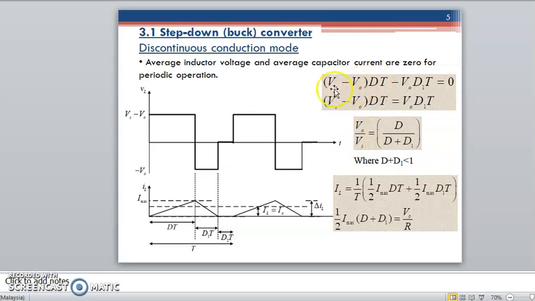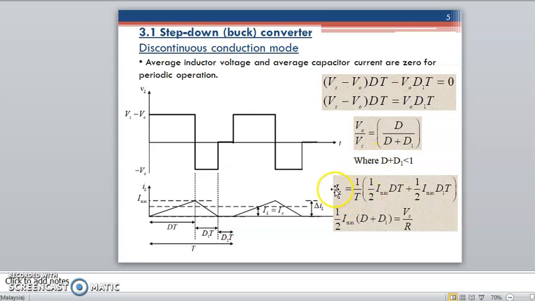So the formula is that (Vs minus V naught) times the duty cycle of the whole period, minus V naught times D1 dt, equals 0. The amount of this one minus this one equals 0. So we have V naught divided by Vs equal to D divided by D plus D1. This is D1. D is the duty cycle for the positive period, D1 is the duty cycle for the ramp down when the switch is off, and we have a third duty cycle here, the duty cycle for the blank period.